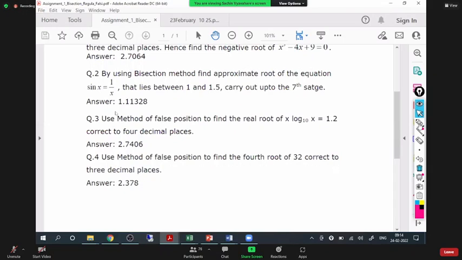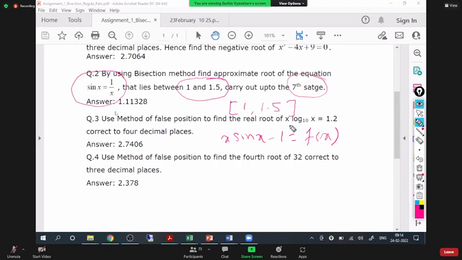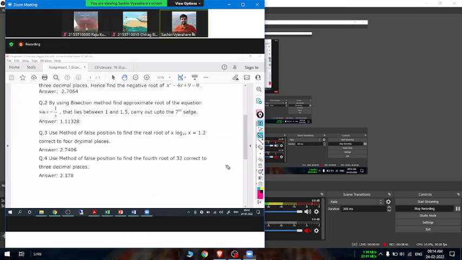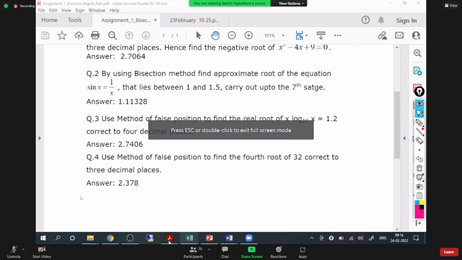The best part of question 2 is we are given everything. First of all, we are given the interval. The interval is 1 to 1.5. Stopping criteria is also given. We have to do 7 stages, that is 7 iterations. And you'll observe a trigonometric term appeared in the equation. That equation is pictured as x sine x minus 1. That is our f(x). Hence, we should do the calculation in radian mode only. And the answer here is 1.11328. Let me see whether I have done it correctly or not.